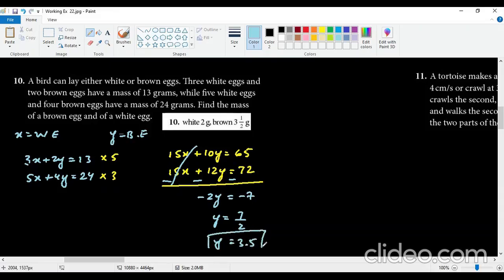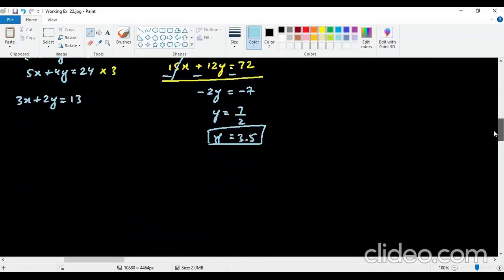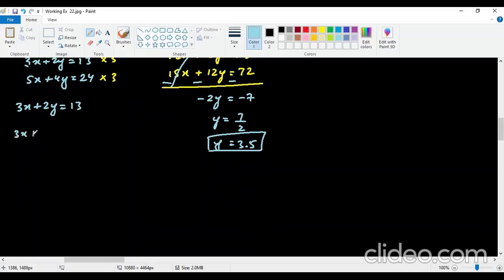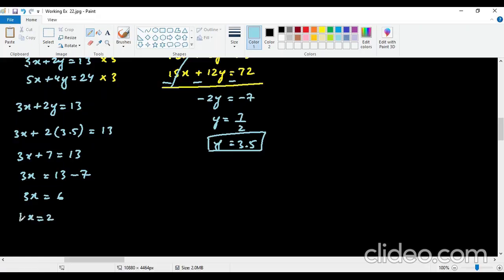I know the value of y, so we'll find out the value of x. The first equation tells us 3x plus 2y equals 13. In this equation, I will replace the value of y with 3.5. So 3x plus 2 times 3.5 equals 13. 3x plus 7 equals 13. So 3x equals 13 minus 7. So 3x will be equal to 6. So x will be equal to 2. These are the two values.